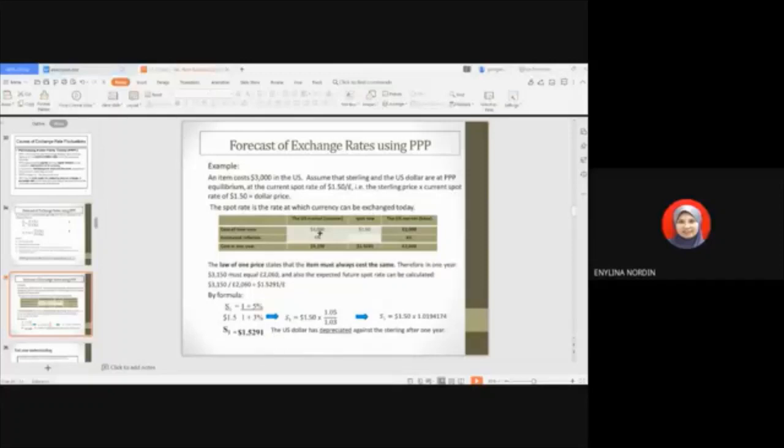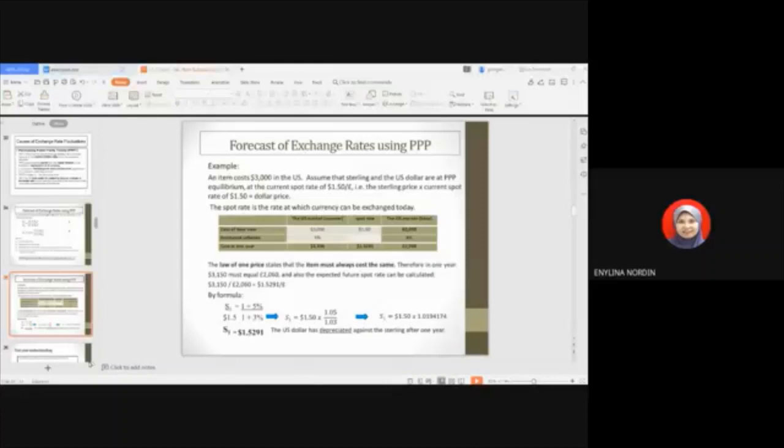Why is that? Now we want to relate to the inflation rate. This is because the inflation rate in the US is expected to be higher than the inflation rate in the UK. So the higher the inflation rate, the lower the currency value. In other words, the currency will be depreciated. In this case, the US dollar will be depreciated against the pound in 1 year's time.